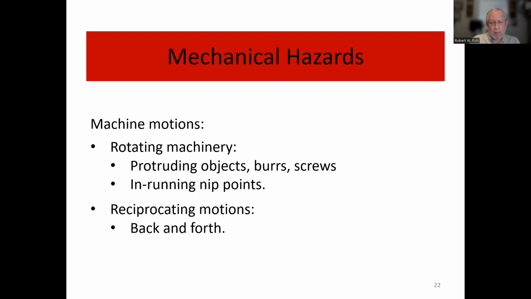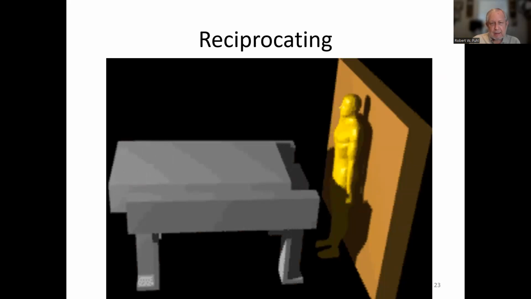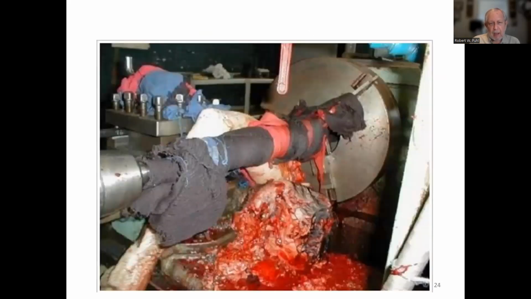Reciprocating motions, back and forth like that. You'd think by now this guy would learn to get out of the way. And there's a lay that got hold of somebody. Got hold of their clothing and just ripped around there and just ripped them apart, literally.